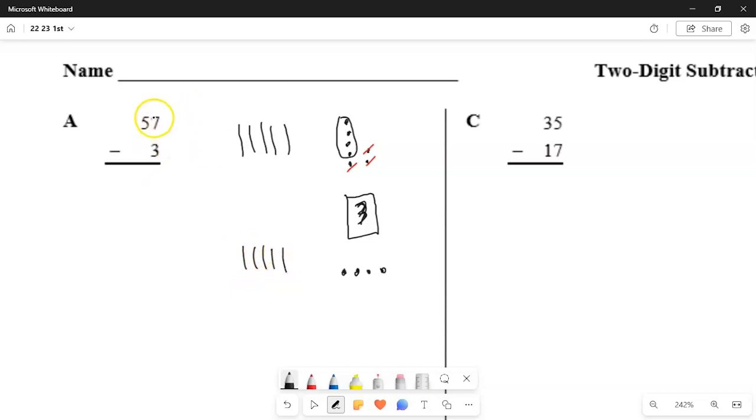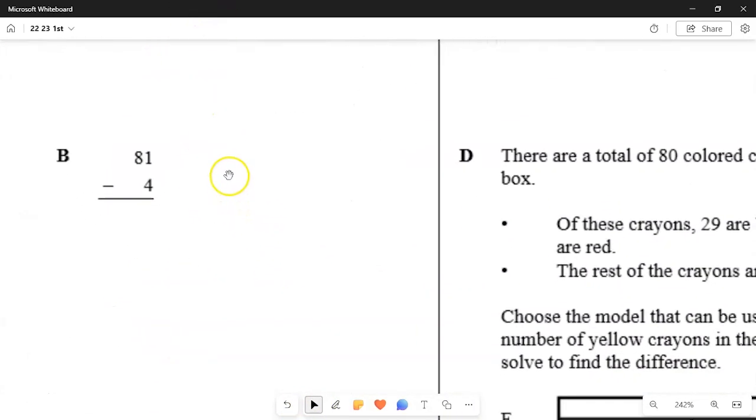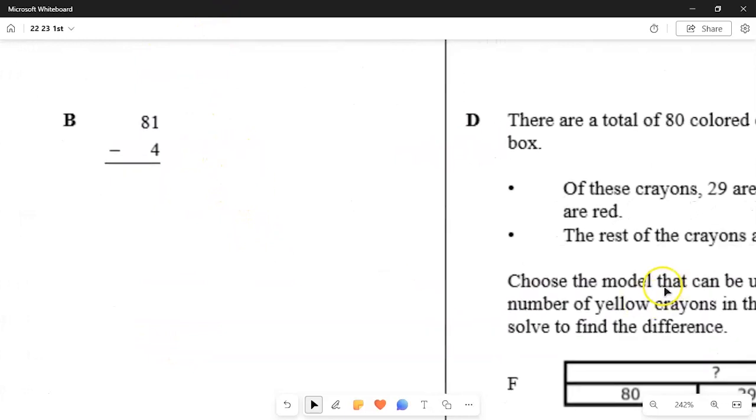And what that looks like on the standard algorithm: 7 minus 3 is 4. Then I don't have any tens to take away, so I just bring that 5 down. That means that 57 minus 3 is 54. I'm going to highlight that real quick, and we'll go look at the next problem. Look at B: 81 minus 4.